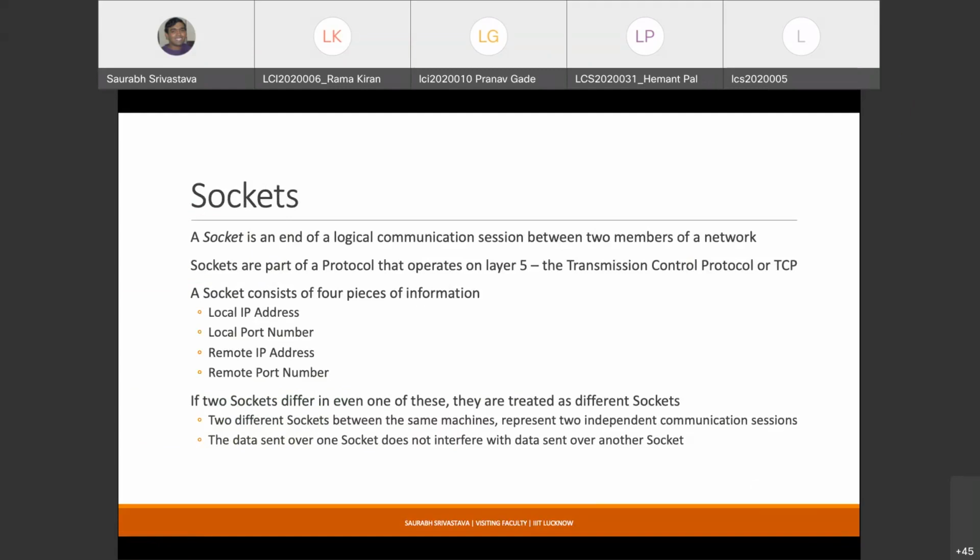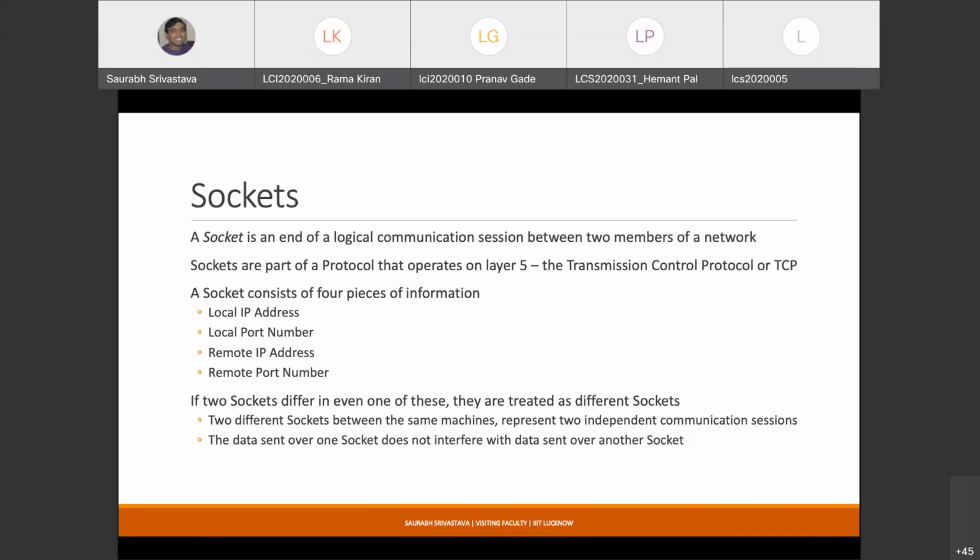I told you that there are two members on, actually this is layer 4, so there are two members on a particular network. What you really have is the local IP address, the remote IP address, the local port number, and the remote port number. These are the four pieces of information you need to know, and then you can establish a connection between these two. In fact, the connection is already established, I would call it, right?